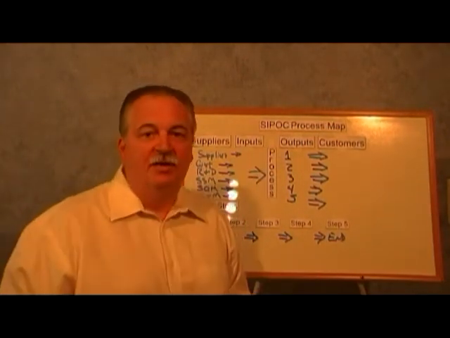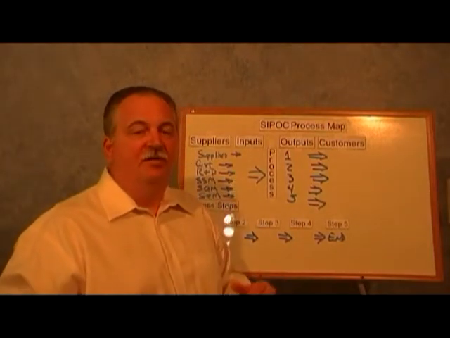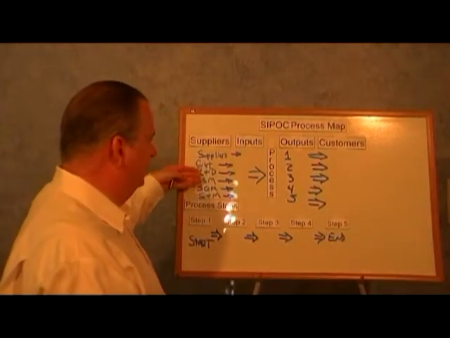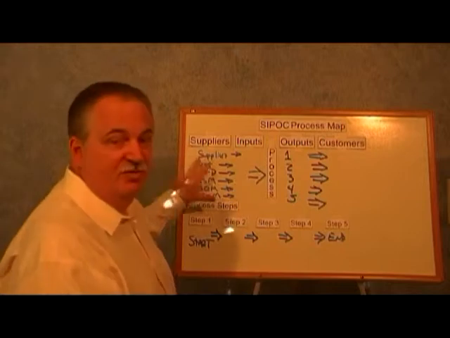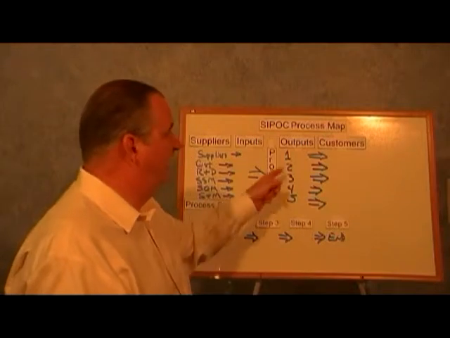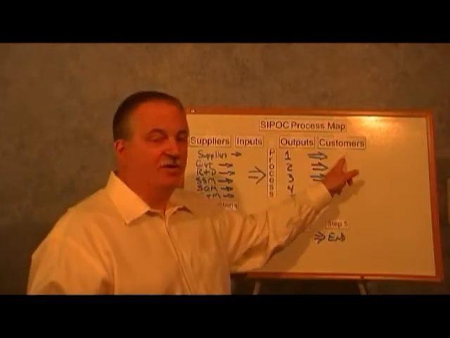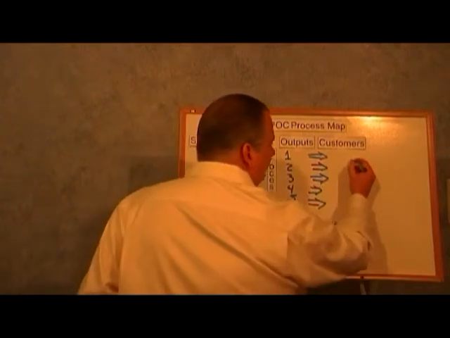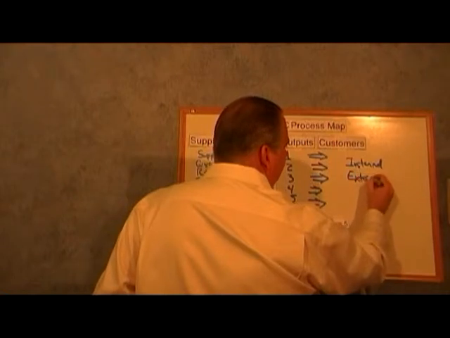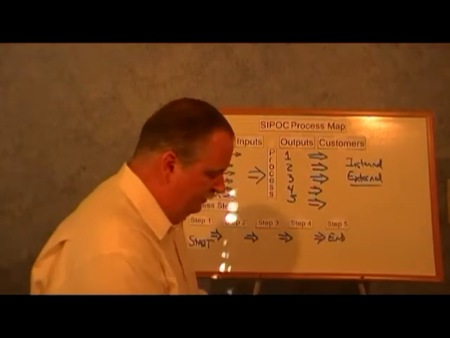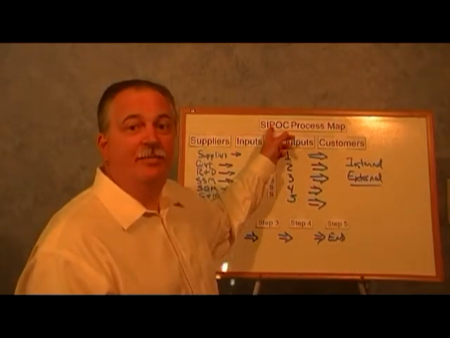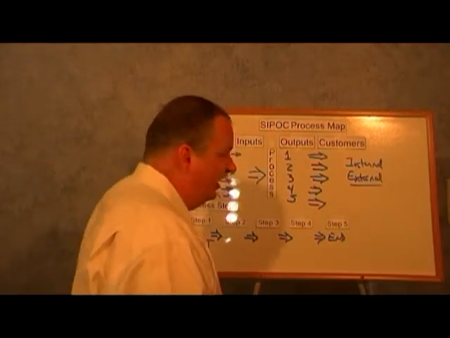Well, that's SIPOC, and that's a way to define the boundaries of a project. Where do we start? Where do we stop? Who provides us with inputs into our process? Potential contributors to variation. What are some of the things that we generate in our process? The outputs. And where do those outputs go? Those go to customers. These customers could be both internal and external. So that's process mapping at a high level using SIPOC.